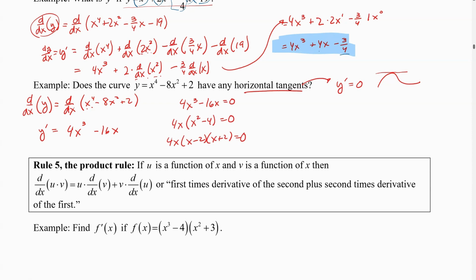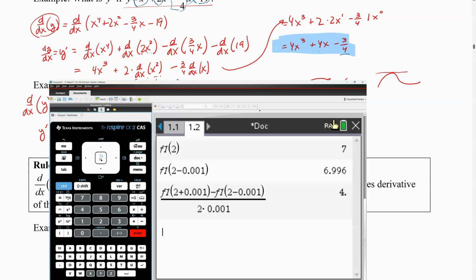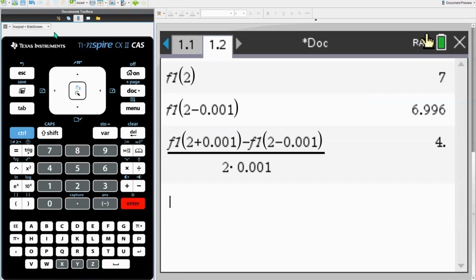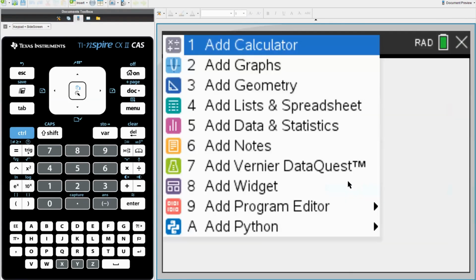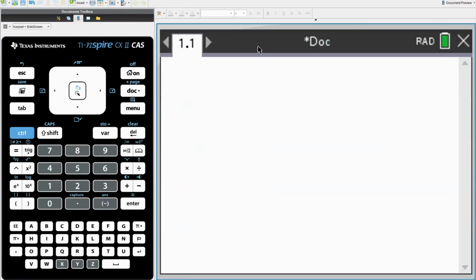And it looks like that leads me to x equals 0, x equals 2, and x equals negative 2. So it looks like there's 3 horizontal tangents for that curve. Now, let's just do a quick check and see if that indeed checks out. Go to the calculator.